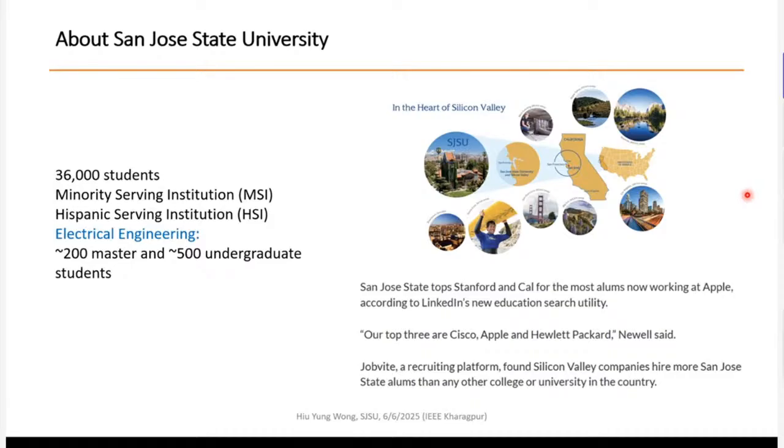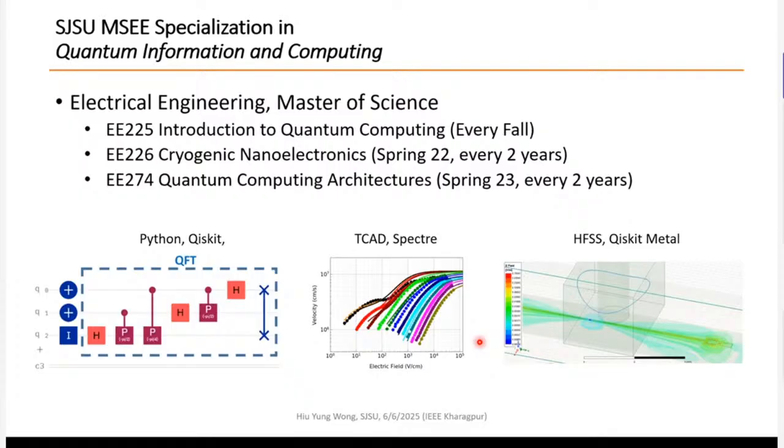At San Jose State University, we have 26,000 students, and we are at the heart of Silicon Valley, and we are a minority serving institute. Many of our students work in the top-tier companies here in Silicon Valley. In our Master of EE program, we have a concentration on quantum information and computing, and here our philosophy is that we believe the students need to learn some basics on quantum computing and then learn the low temperature electronics and also quantum computing architecture. They probably will be well trained to work in the electrical part in a quantum computing company.